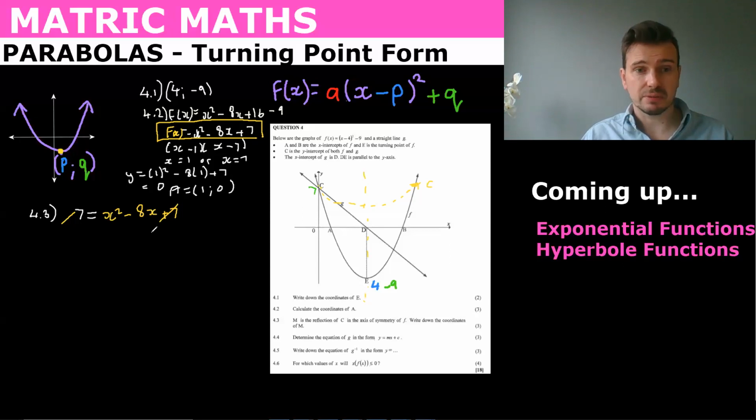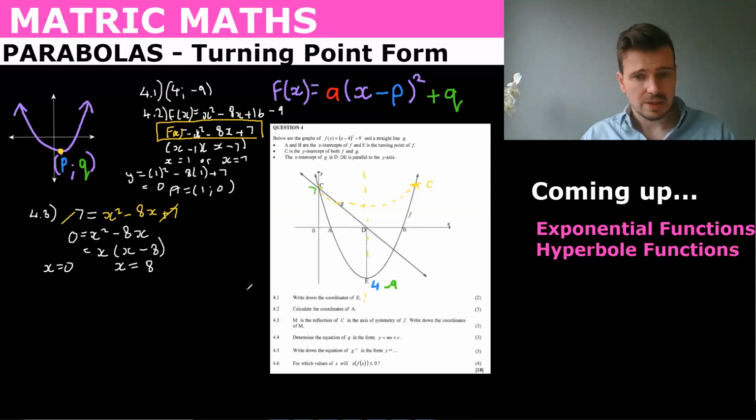And so now we're going to get 0 equals, because the 7s are gone, 0 equals x squared minus 8x. We can take the x out and we get x times (x minus 8). And of course, that makes sense because one of our x's is 0, which we know is that one over here. And then the other is x equals 8. So that's going to be over there. So we know that M has the x value 8 and the y value is 7.